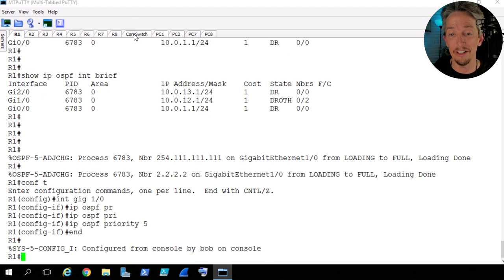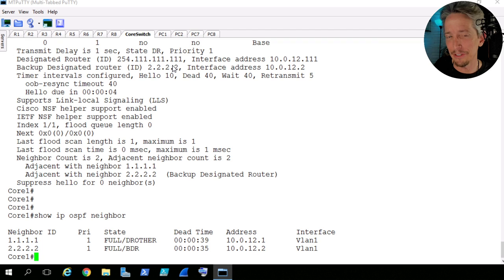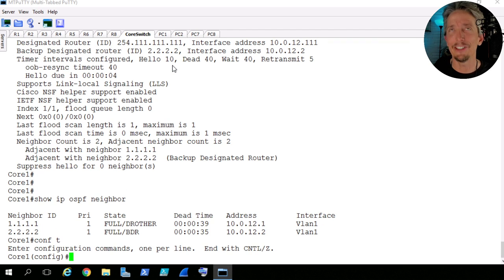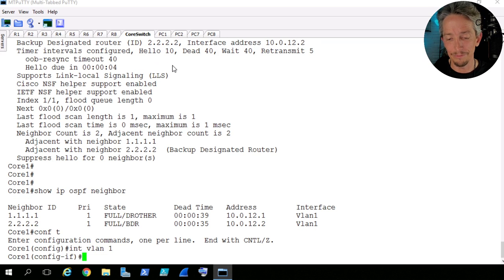So what I'd love to do on the core switch, I'd like to take the core switch out of this for a moment. He's a little bit wacky. Well, I shouldn't say wacky. This is a kind of emulated environment. I'm going to take him out of the picture. I'm going to go to interface VLAN 1 and do a shutdown.